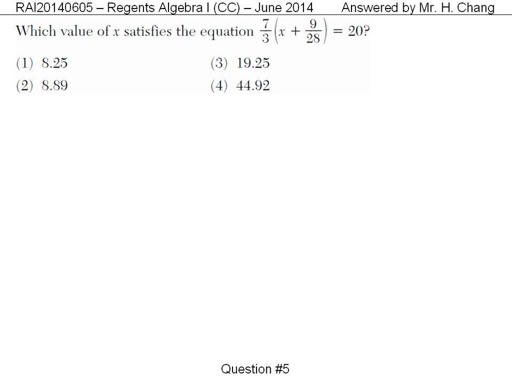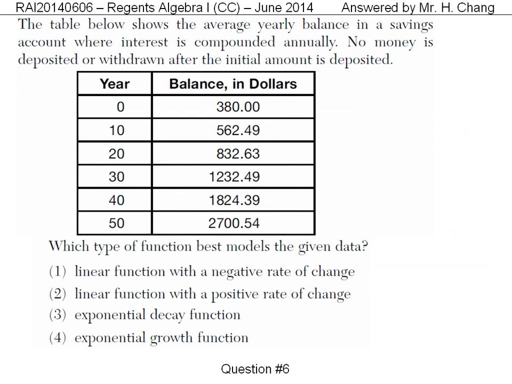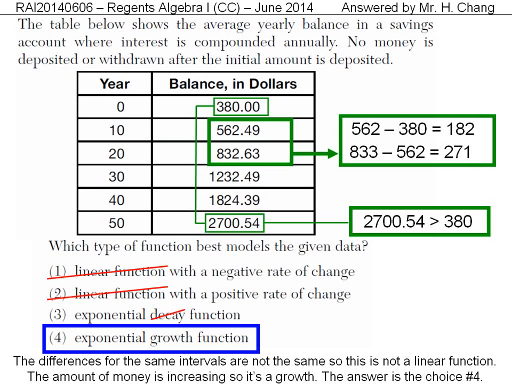Question number 5. We could use the calculator as a solver to find the answer. The calculator shows that x is equal to 8.25, choice number 1. Question number 6. The differences for the same intervals are not the same, so this is not a linear function. The amount of money is increasing, so it's a growth. The answer is choice number 4.